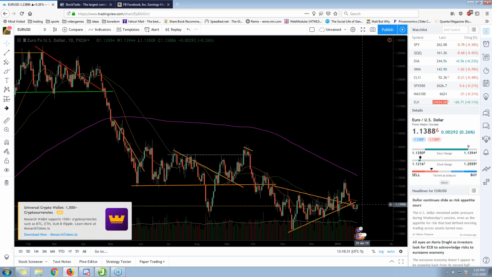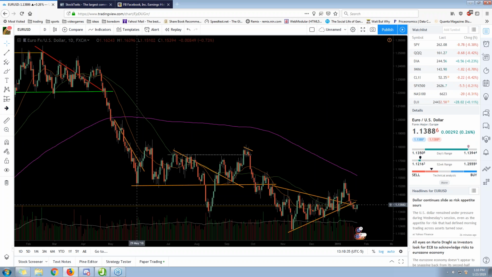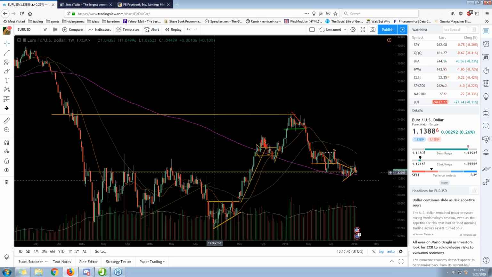And the big key here is, can it get back above 114? We mentioned this last week. I'll mention it again. This is a major level with a lot of ramifications across the board for currencies on what happens here at this 113 to 114 level on the euro US dollar.